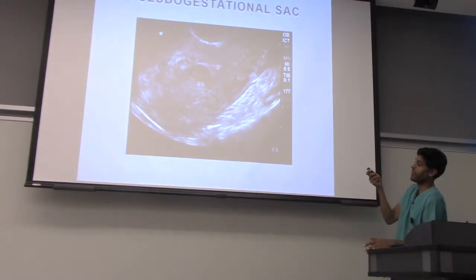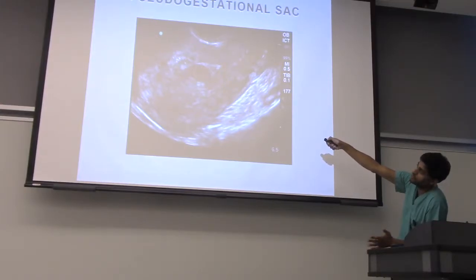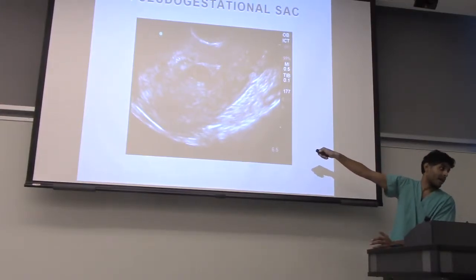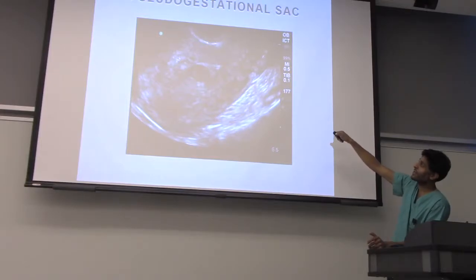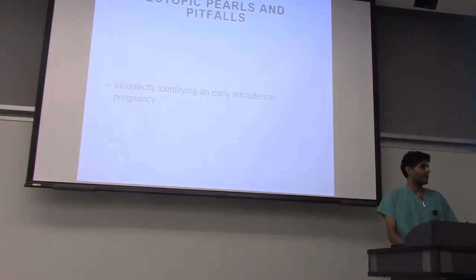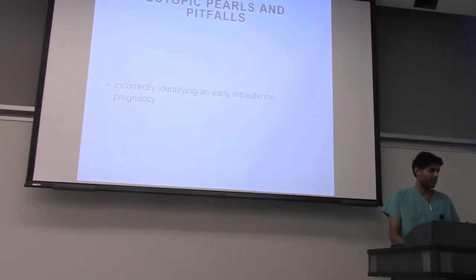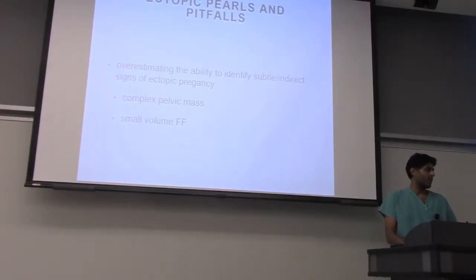This doesn't have that. This doesn't have that around here. And it's also just very poorly echogenic. It's less poorly echogenic on the computer, but it looks essentially very faded compared to what a true gestational sac would look like. Okay. The other ones are incorrectly identifying an early intrauterine pregnancy. So thinking that the beta is low and that the uterus is empty and that's okay because it's just really early pregnancy. That's also not appropriate.